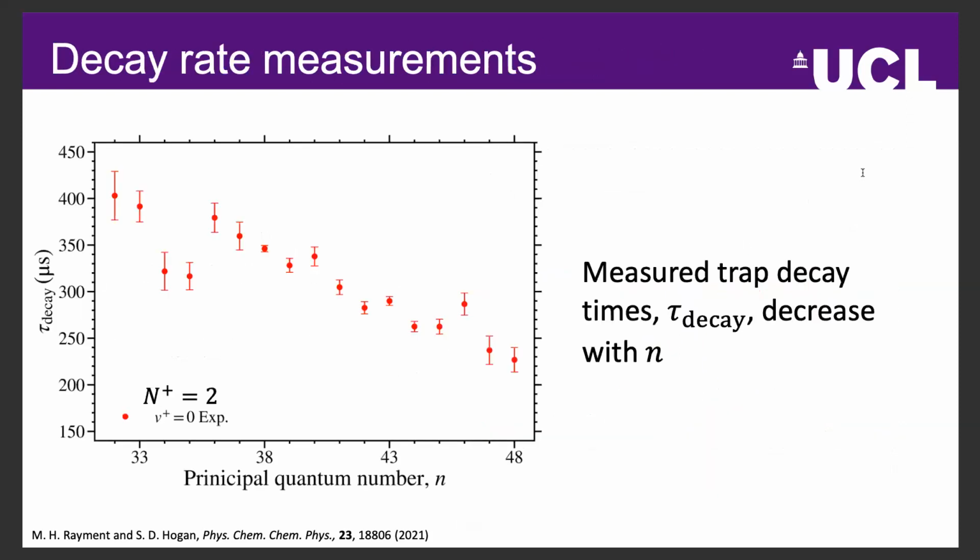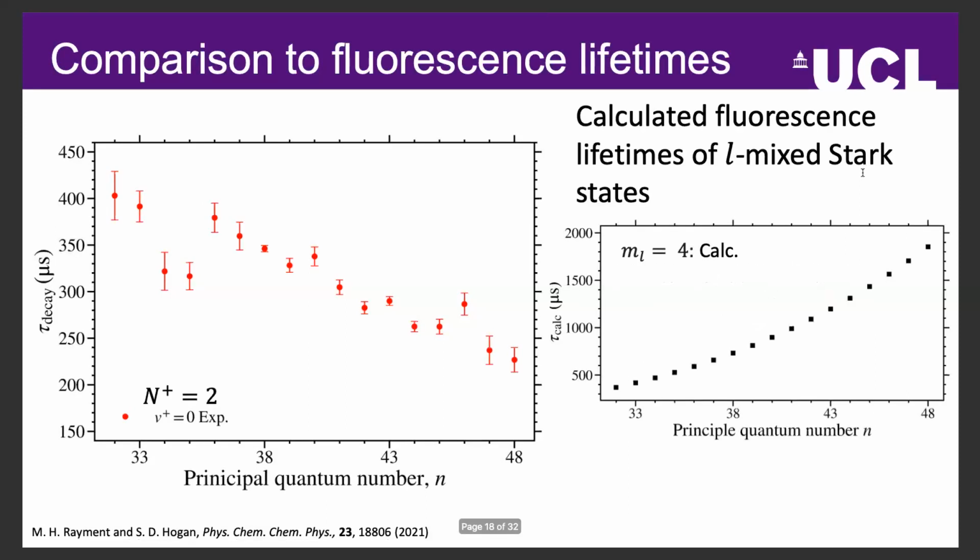So now we know for which range of states we can perform these experiments. We can trap molecules in these states and measure how they decay from the trap. We find trap decay times on the order of 400 to 200 microseconds for NO. And these measured trap decay times in fact decrease with increasing principal quantum number, which is not what you'd expect from an atomic system, where you typically expect these to go with n to the 4. You can make a comparison to the calculated fluorescence start state lifetimes, where the decay time due to fluorescence should be increasing with increasing principal quantum number, as we'd expect.